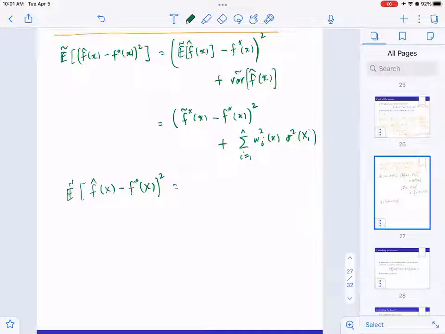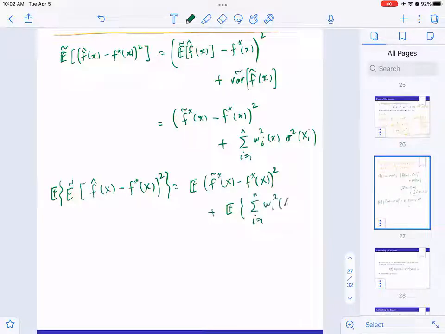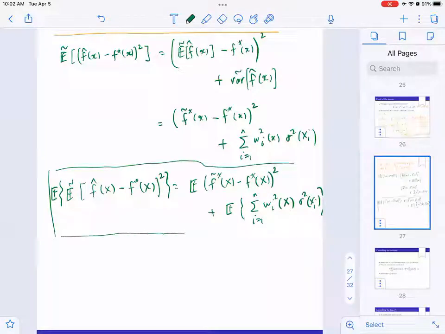With all the x's replaced with big X, and then I put another expectation outside. So the end result is that I get the expectation of (f tilde x minus f star x) squared plus the expectation of the summation i from 1 to n of w_i squared, this is random x now, times sigma squared x_i. Okay, that's the result I want to prove. So this side is just what I want, as we talked about, and this is what I prove. That's the bias variance decomposition.